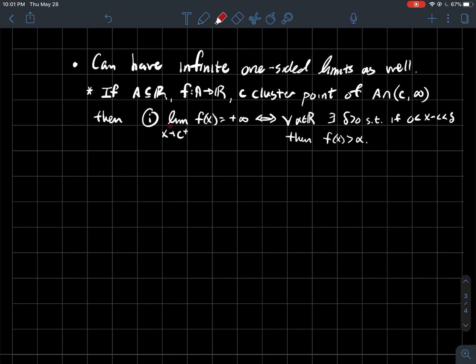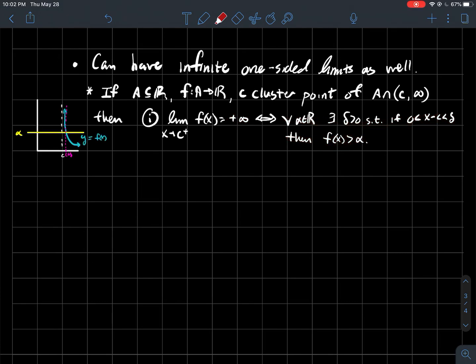all that's different here is that if x is approaching c from the right, then x is bigger than c. So I just need to consider x minus c less than delta. I already know x is larger than c, therefore x minus c is positive. It's the exact same idea, with the limit going to positive infinity, it's a plus sign. The rest of this looks pretty symmetric to what we wrote above.